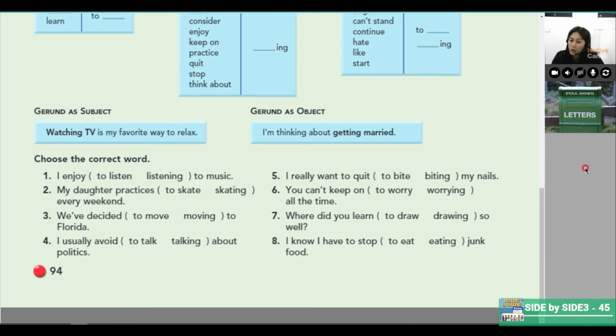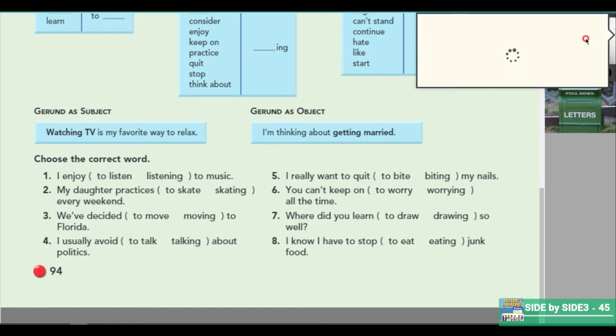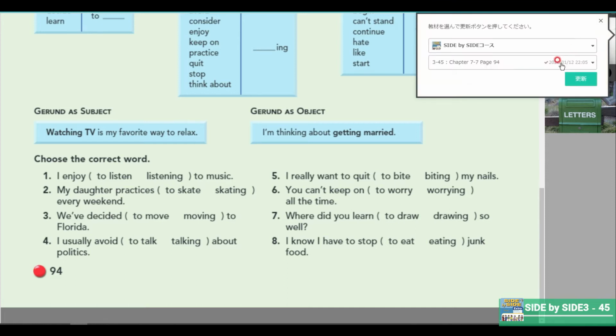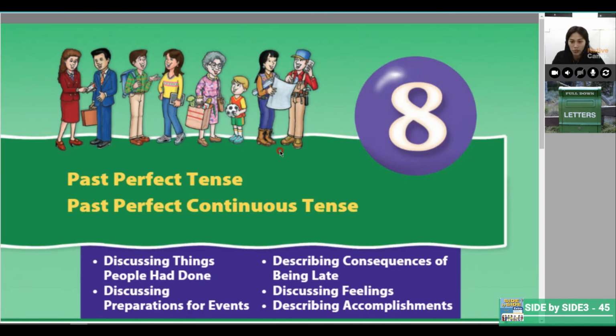Okay, now we're done with our lesson, and after our lesson there will be a review, okay? Yes. Can I proceed to the next page? Yes. Let's proceed to the next textbook if you want. Yes. Thank you. Okay, just a moment.